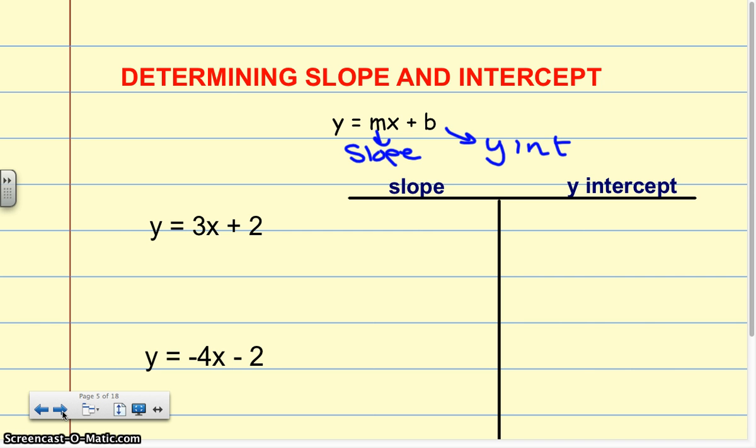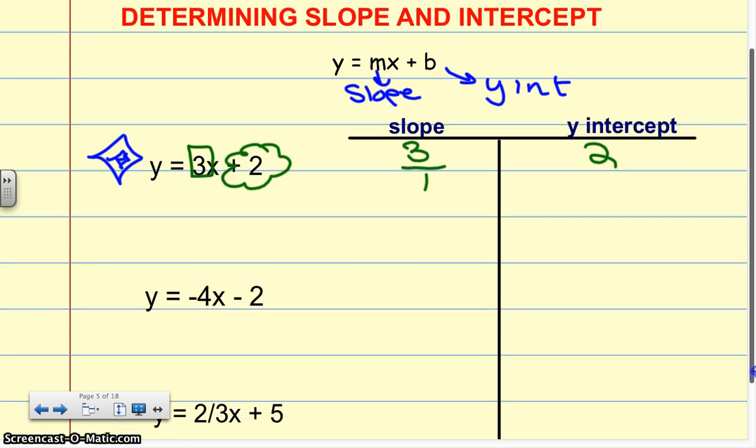So if I look at this equation, y is equal to 3x plus 2, and I want to identify what's my slope. I'm looking what's in front of x, and it looks like my slope is 3, which is also, we would say, 3 over 1. And then looking at that second point, our b, our y-intercept, it looks like our y-intercept is a positive 2. So my slope is 3 there, my y-int is positive 2.